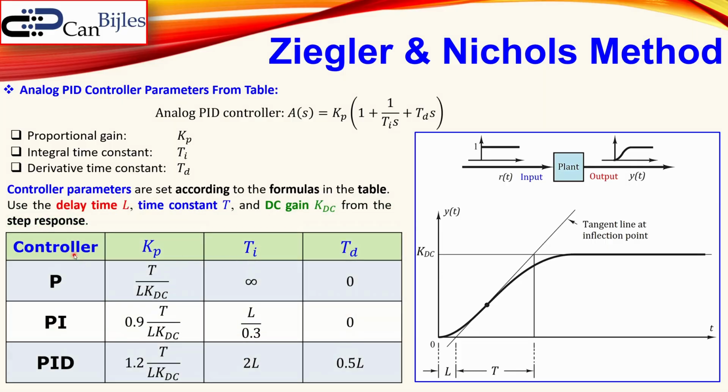So this is the table. If you look, for example, at your T, your L, and the KDC, say you measured something, let's say 0.1 second, and then let's say this is 0.5 second, and the KDC is, let's say, 6. You can just put the numbers in here and make your P, PI, or PID controller, depending on which one you want to design.